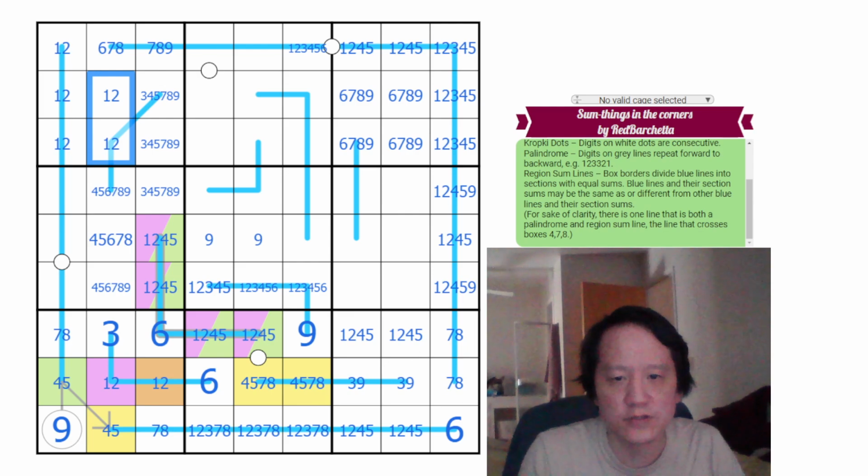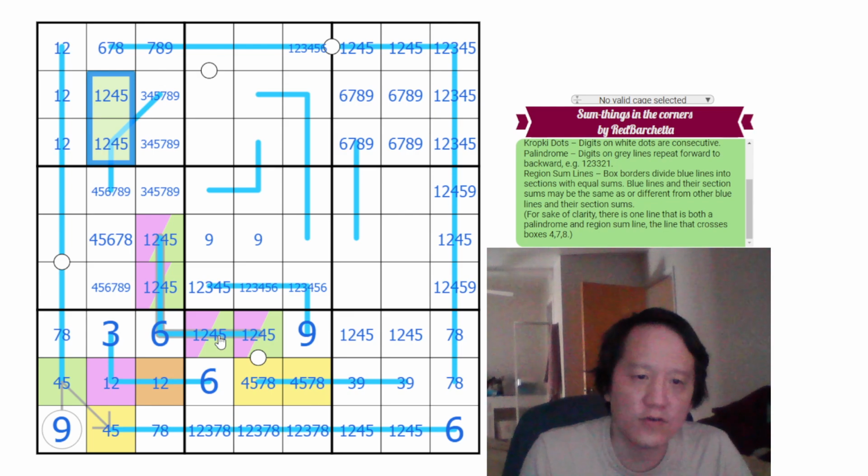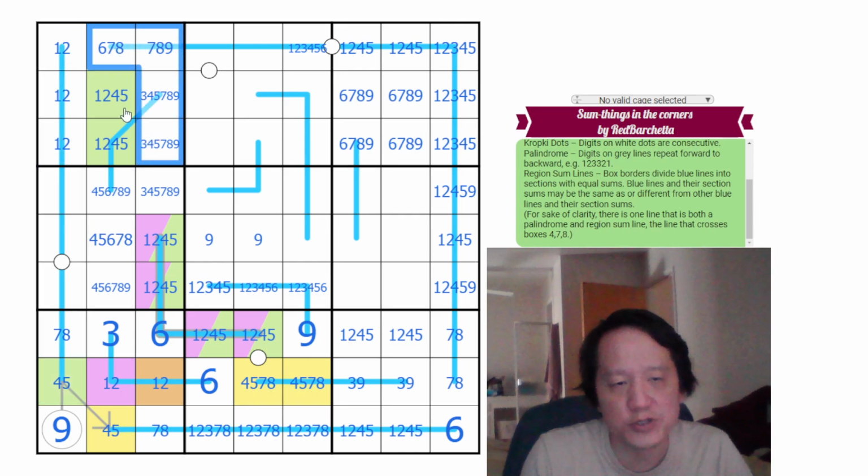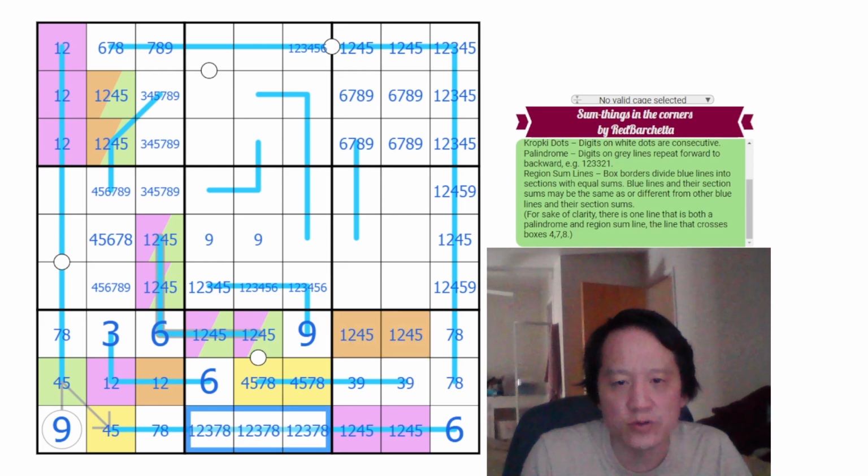Oh, this... Wait, so then we know this is 4 and 5, right? It cannot be here. It cannot be on here. It cannot be here. So this has to be 1, 2, and 4, 5. Because pink, this has to be orange. So this has to be pink. This has to be pink. This has to be orange. This has to be orange.